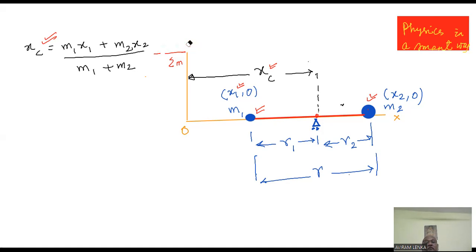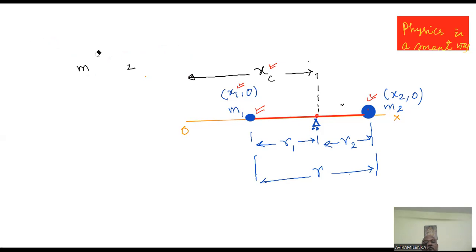So for that, I am removing this formula because it will create a bit of inconvenience for us. The formula must be removed. Okay. So think of the two masses as if connected by a weightless bar. Think of two masses as if connected by a weightless rod or weightless bar.